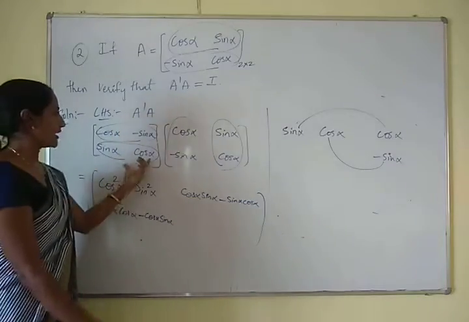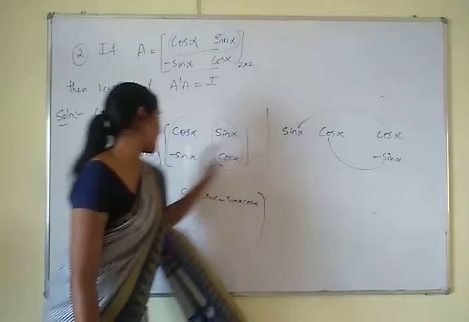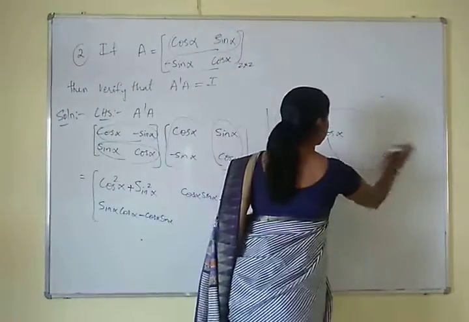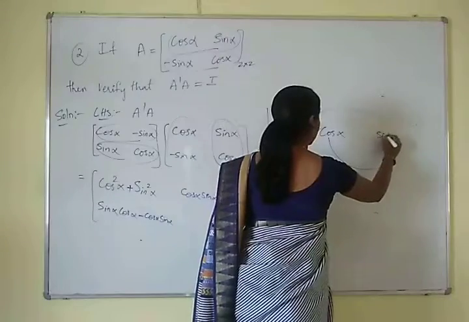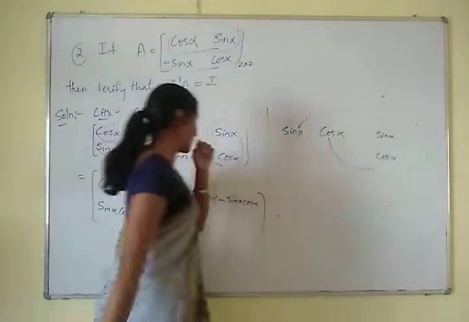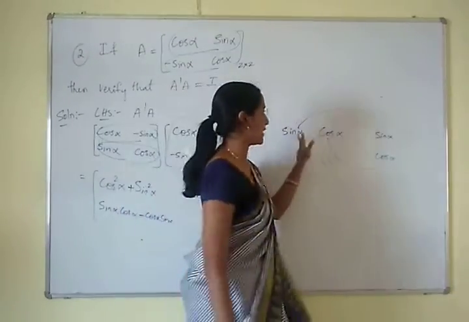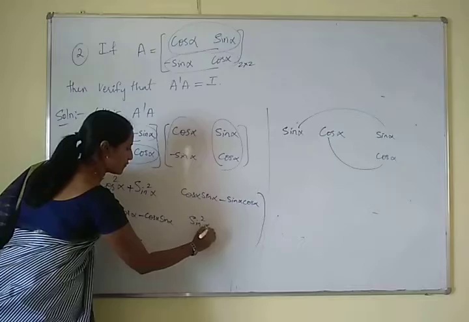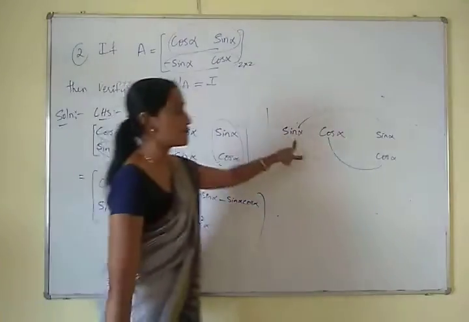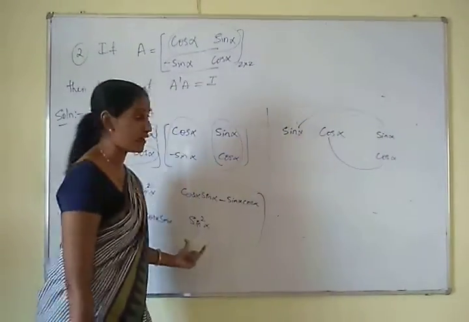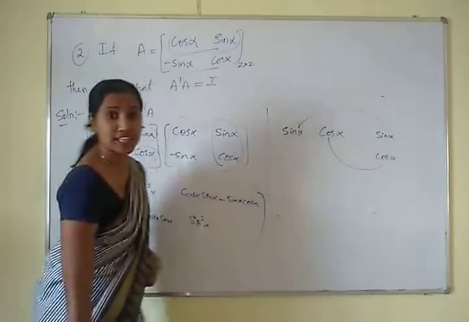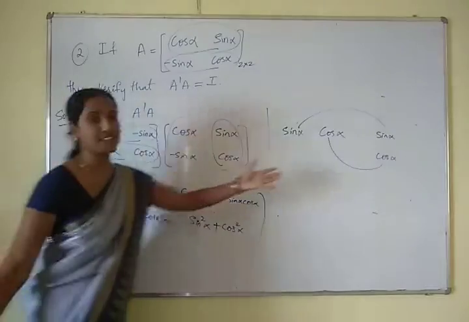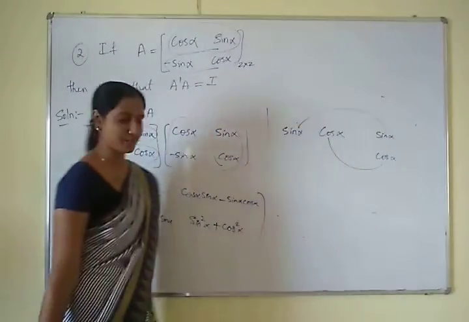Okay, let us take the second. Take out your second column. Second column is sine alpha, cos alpha. So sine alpha into sine alpha is how much? Sine square alpha. Sine alpha into sine alpha gives us sine square alpha. Cos alpha into cos alpha gives us cos square alpha. Excellent.